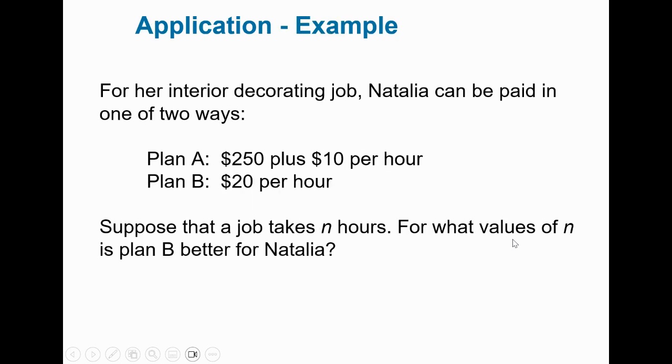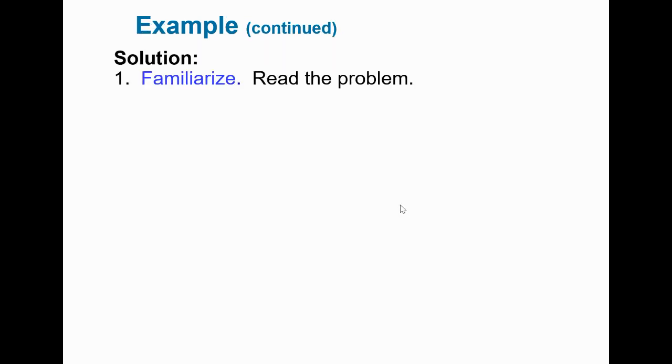A practical problem here. For her interior decorating job, Natalie can be paid in one of two ways. Plan A, she gets $250 plus $10 an hour, or Plan B gives her $20 an hour. Suppose that a job takes n hours. For what values of n is Plan B better than Plan A?